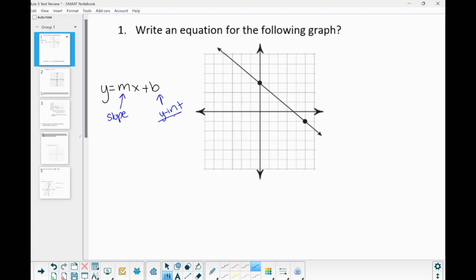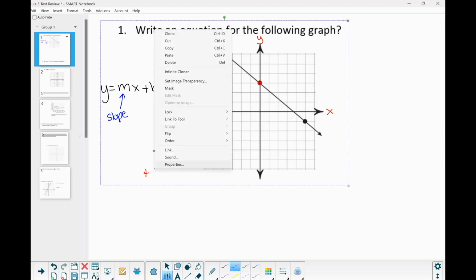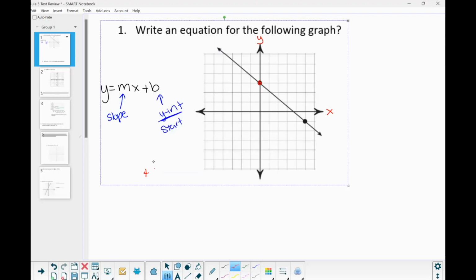Remember, we always want to start with our y-intercept. That is always our start. So I'm going to look at my graph and look at where my graph touches the y-axis. This is our y-axis, this is our x-axis. It touches right here at 1, 2, 3. So I know our y-intercept is positive 3.